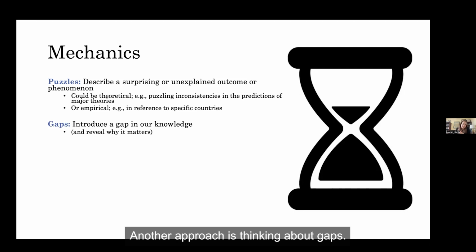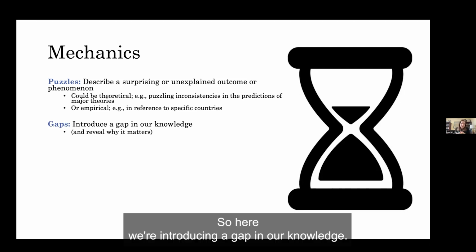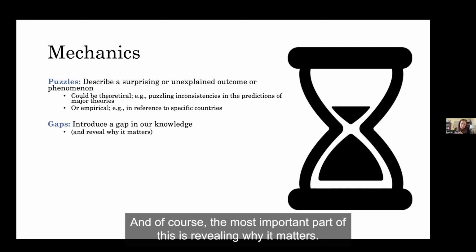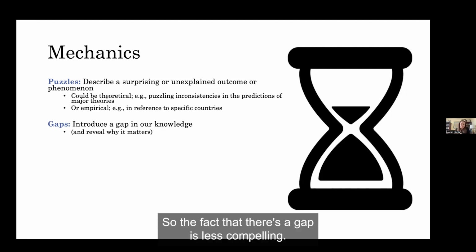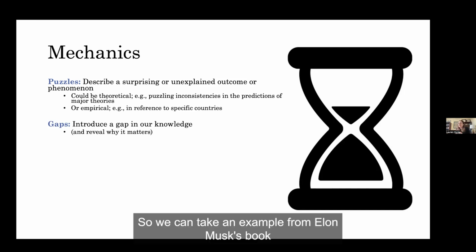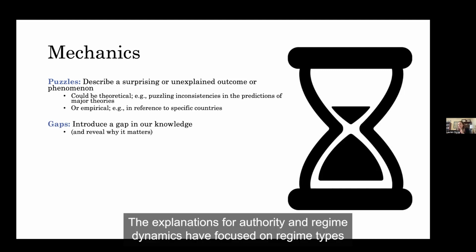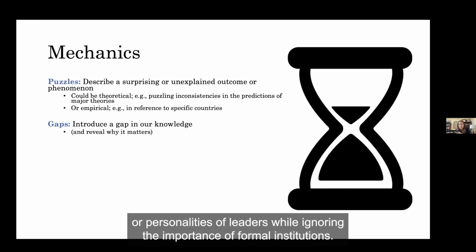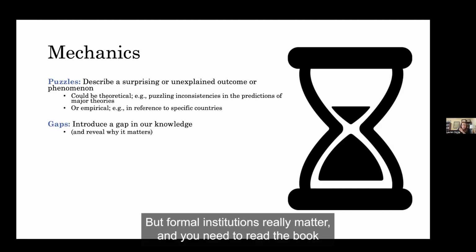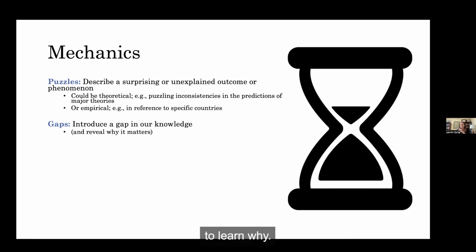Another approach is thinking about gaps. So here we're introducing a gap in our knowledge. And of course, the most important part of this is revealing why it matters. So the fact that there's a gap is less compelling if we don't know why it is that this should matter to us. So we can take an example from Ellen Lust's book on structuring conflict in the Arab world, which begins with this gap. The explanations for authoritarian regime dynamics have focused on regime types or personalities of leaders, while ignoring the importance of formal institutions. But formal institutions really matter, and you need to read the book to learn why.